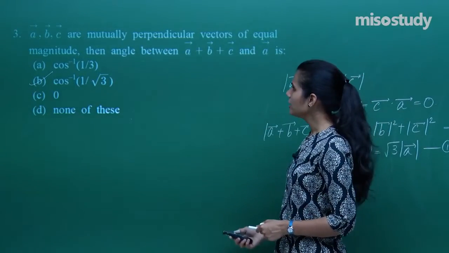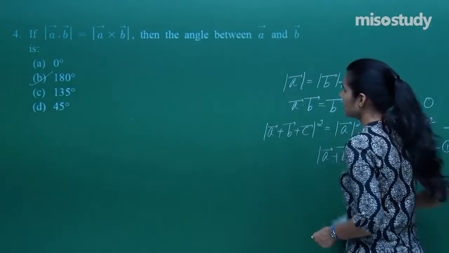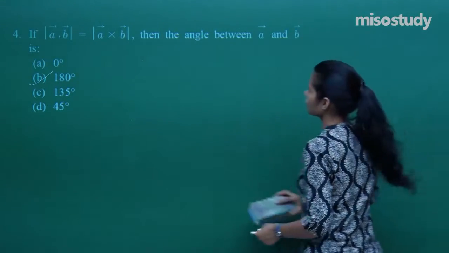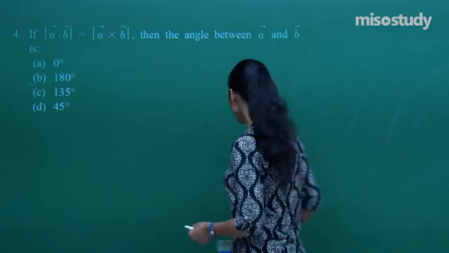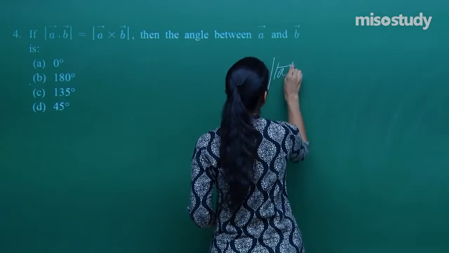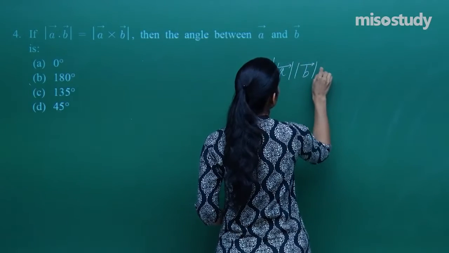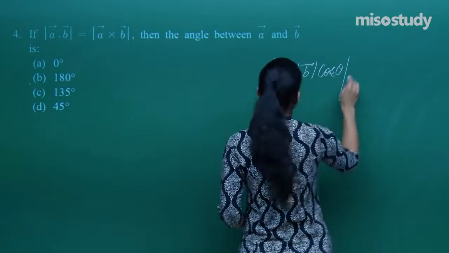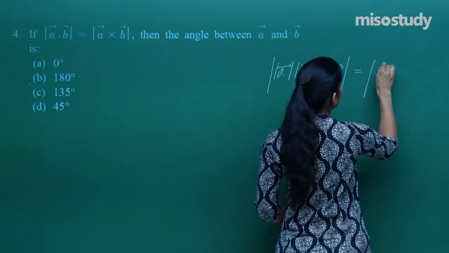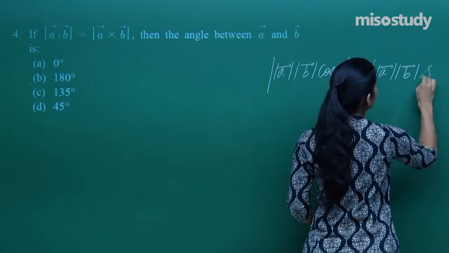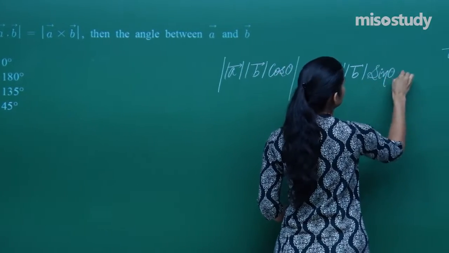Moving to the next question, we have if magnitude of A dot B is equal to magnitude of A cross B. Okay, so what is the question trying to give you? Magnitude of A dot B means magnitude of A, magnitude of B cos theta. This is equal to magnitude of A, magnitude of B sin theta n cap.